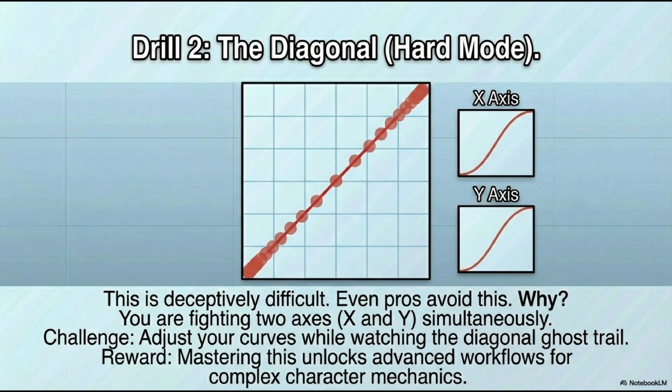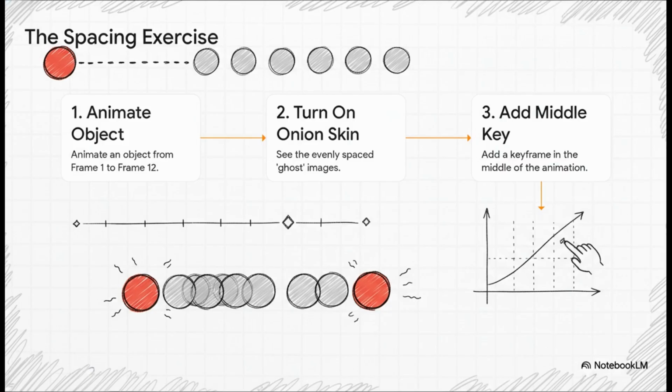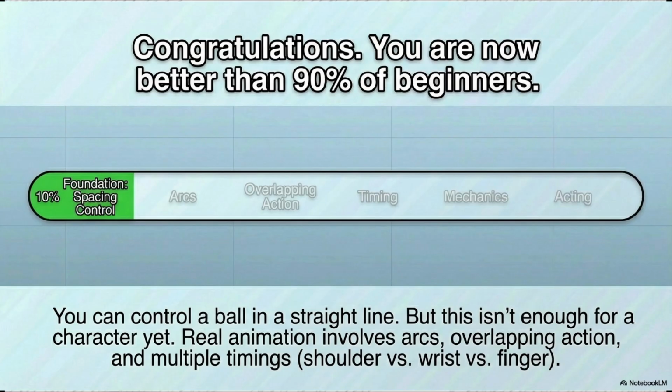The more you get advanced, the more you will know about different workflows, and you will thank me later. If you do attempt this, use the same principle, watch your onion skinning, just adjust your curves, and see how the spacing changes. Okay, so you have done exercise 1 and 2. You can control your spacing for a ball moving in a straight line. Congratulations, you have officially learned more about spacing than 90% of beginners who just bounce a ball for months.